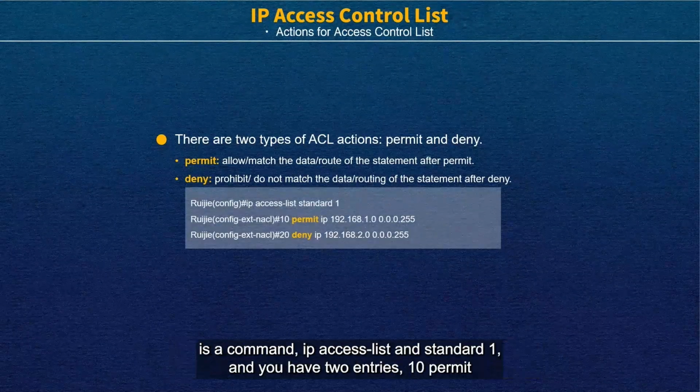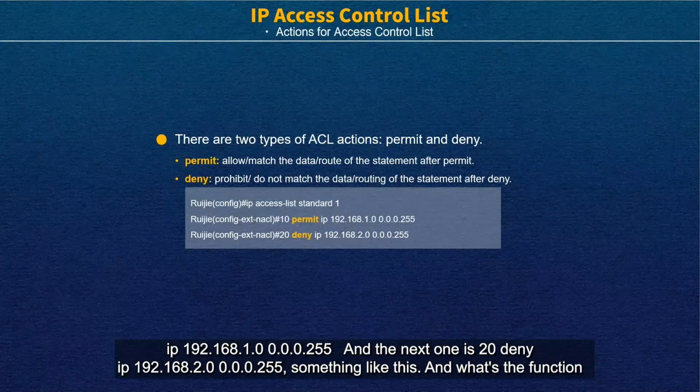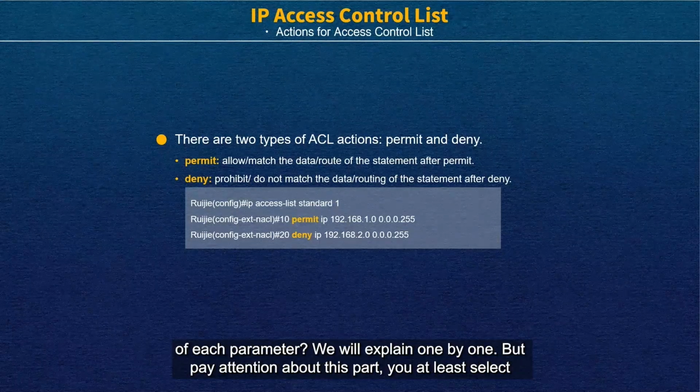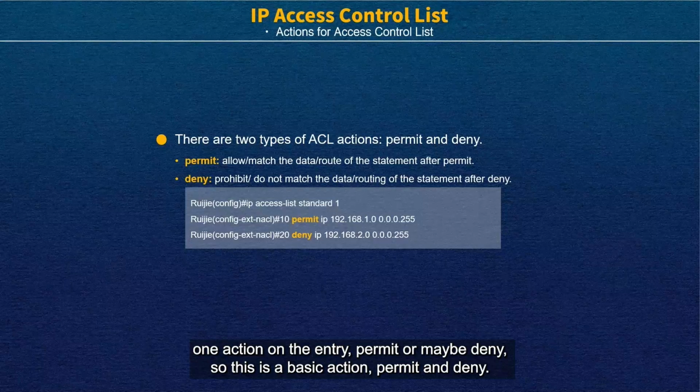For example, here is a command, ip access-list standard, and you have two entries: 10 permit ip 192.168.1.0 0.0.0.255, and the next one is 20 deny ip, something like this. What is the function of each parameter, we will explain one by one. But pay attention to this part: you must select at least one action on the entry, permit or deny. So this is the basic action, permit and deny.